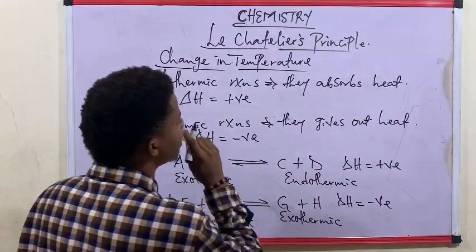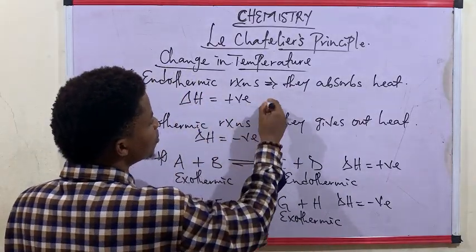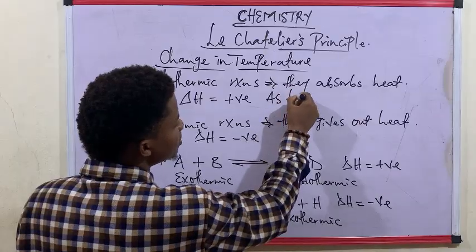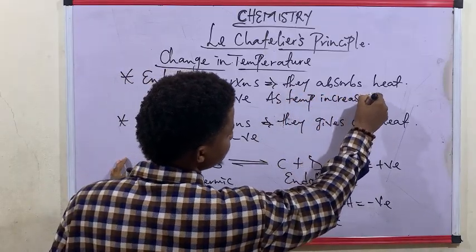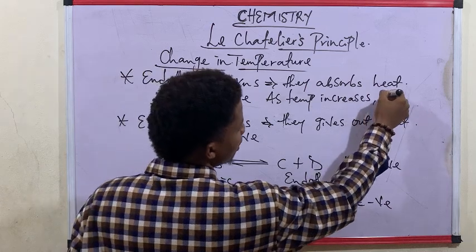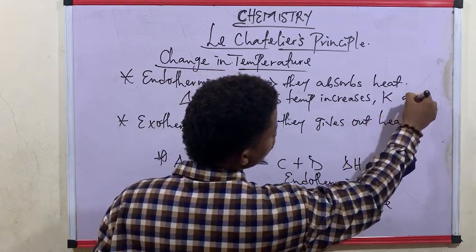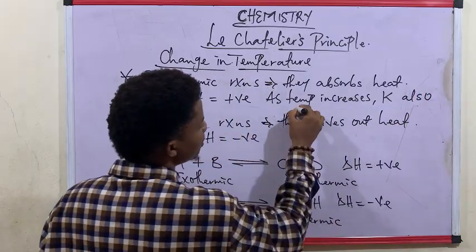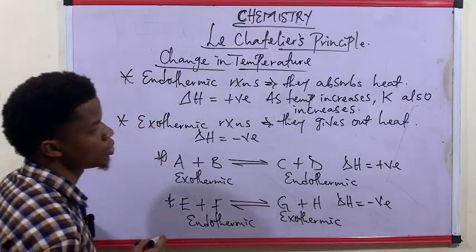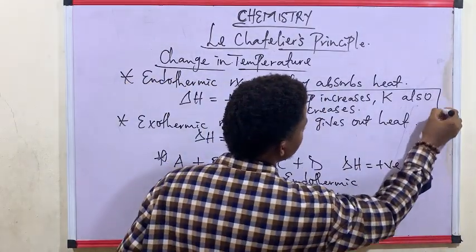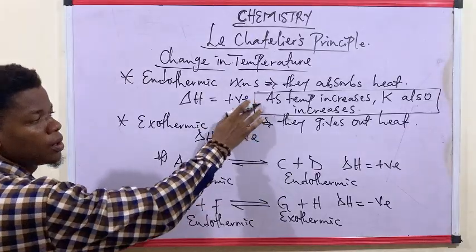Now the first thing is that for endothermic reaction, as temperature increases, are you there? K, which is our equilibrium constant, also increases. Now I'll show you where this is very much applicable. By the time we proceed, I will also make reference to this.